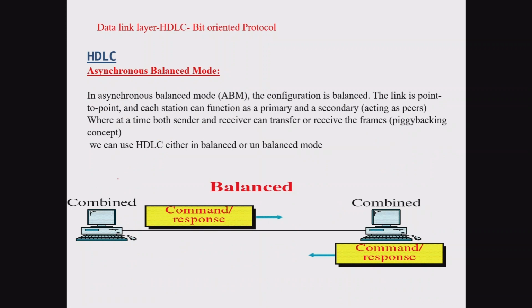Now we are going to learn the asynchronous balanced mode operation. Here the configuration is balanced. How is it balanced? The link is point-to-point, and each station can function as both primary and secondary. It means that at the same time both the sender and the receiver can transfer or receive frames.